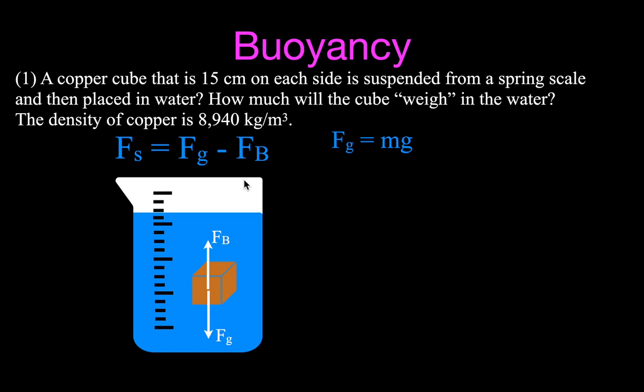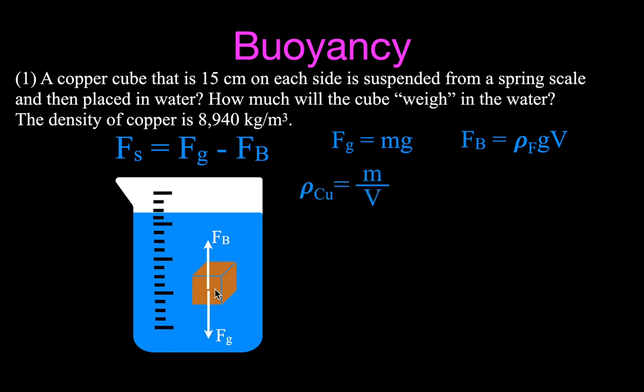We can get the weight from Newton's second law, Fg equals mg, and we can get the buoyant force from this equation, which is that the density of the fluid, which is water in this case, times the acceleration due to gravity times the volume of the object, or the volume of the water displaced, because they're the same, will give us the buoyant force.